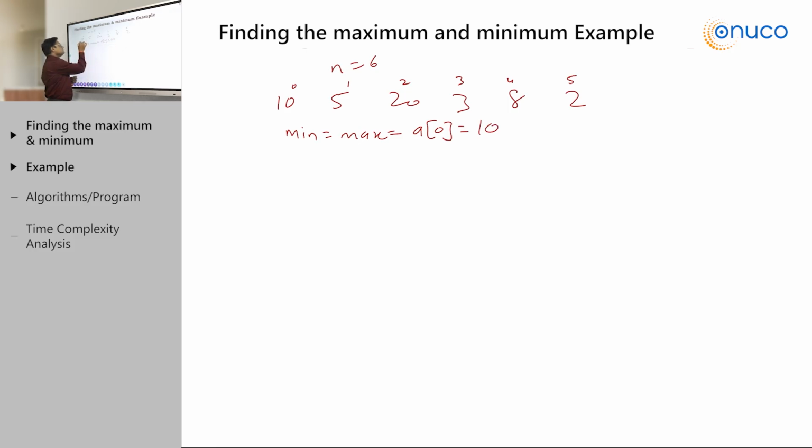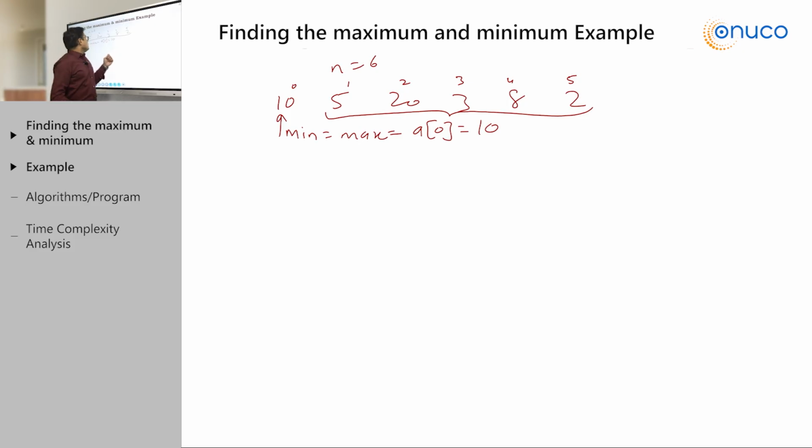Since we have already considered this element as the min or max, our for loop will start from the next element to the last element. We are not going to compare 10 with 10, since there is no meaning in comparing the same element with the same element. Our aim is to find comparisons between different elements.